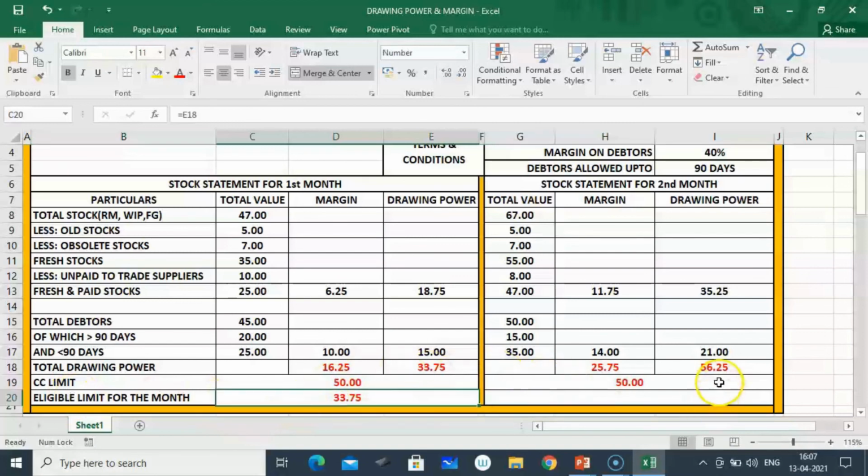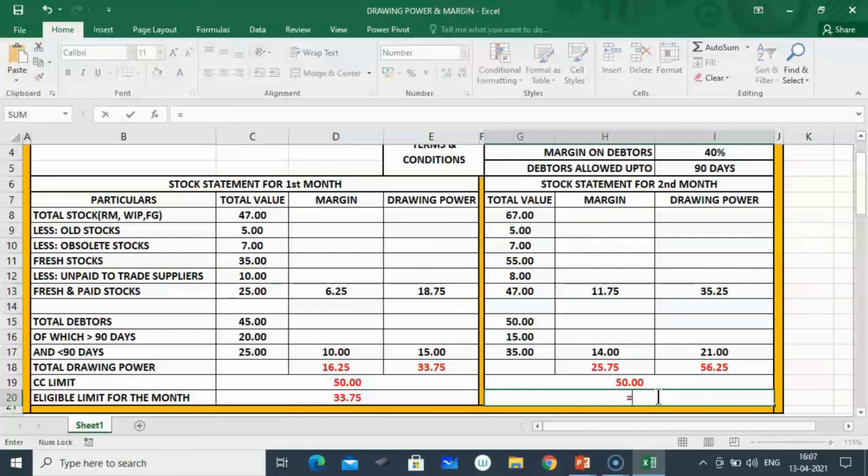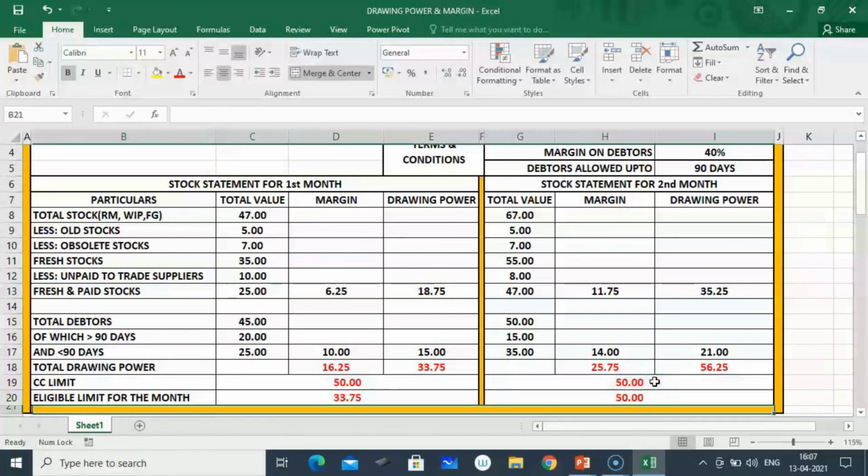And in the second month, the total drawing power is 56.25, whereas the CC limit is 50. Therefore, the eligible limit for the second month would be the lower of the drawing power or the CC limit, which is the CC limit, right? Therefore, in the second month, the eligible limit would be 50 lakhs.